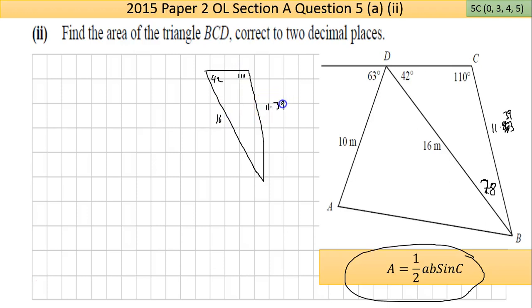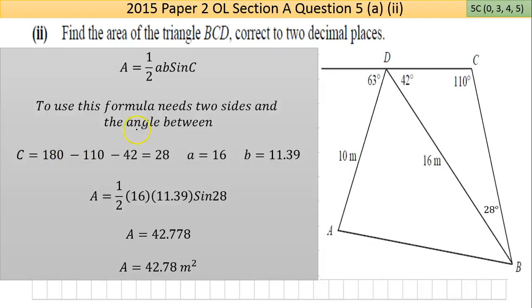Now, for this formula to work, I need to know two sides and the angle in between them. If this was angle C, that would be side C. If this was angle A, that would be side A. This is angle B, that would be side B. So I need to know A and B and the angle in between. I know that's 28 because I calculated the difference between 42 plus 110 and 180. So those are my three numbers.